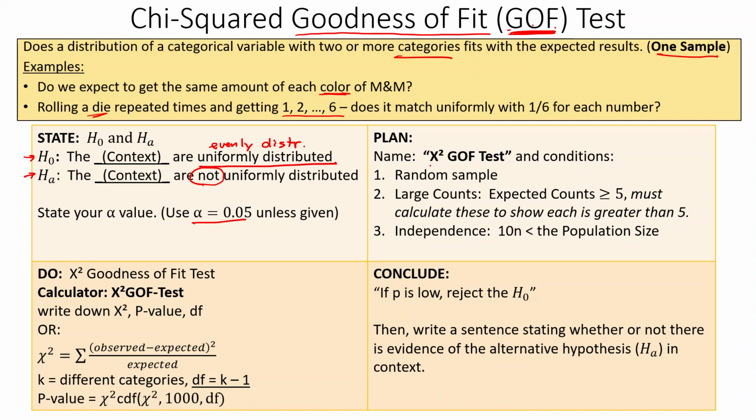All right, we go over to checking our conditions. This is called a chi-squared goodness of fit test. We need a random sample just like before.